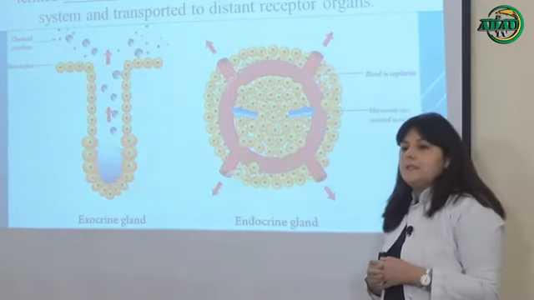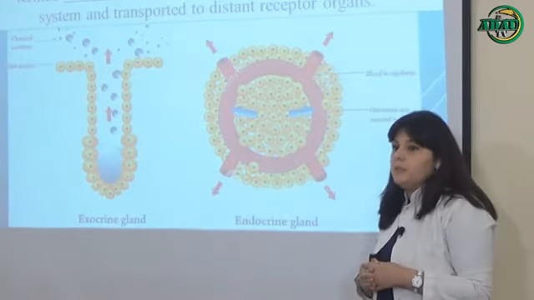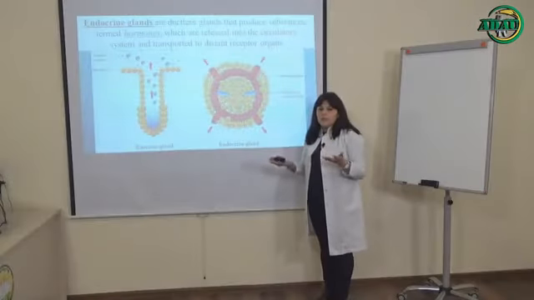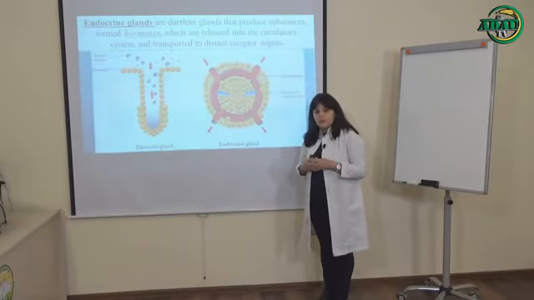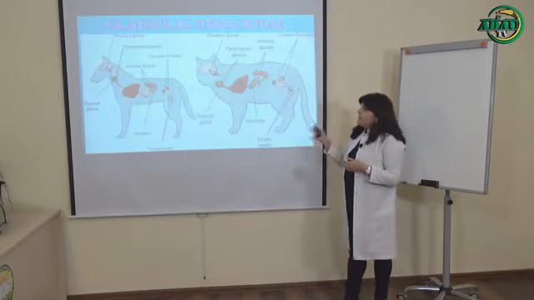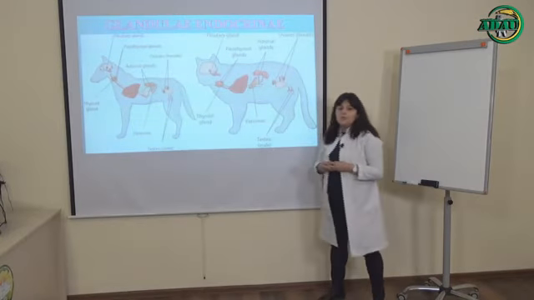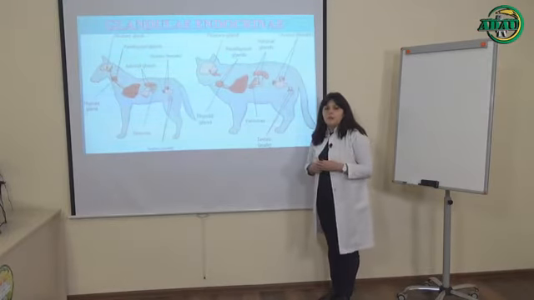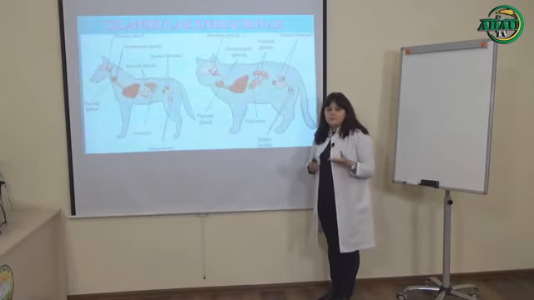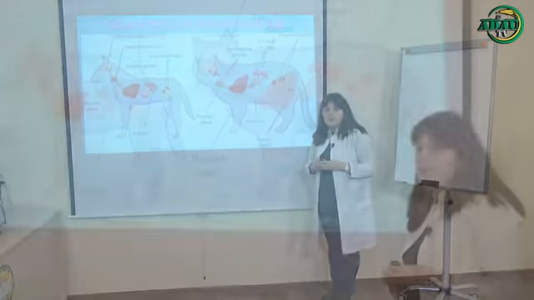And remember, please, that the name of the substances which are produced by the endocrine glands is hormones. So if we talk about hormones, you should understand that we talk about substances which are produced by the endocrine glands. Here you can see illustrations of a cat and dog, and examples of endocrine glands. As I mentioned earlier, animals as well as humans have such endocrine glands as the adrenal gland, thyroid, parathyroid, pituitary gland, and so on.